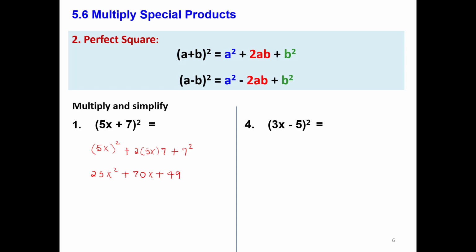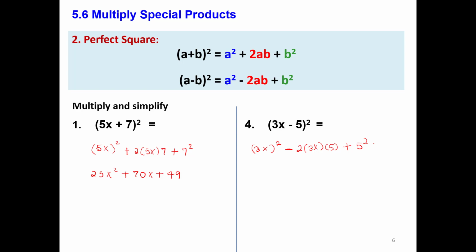Then we had a perfect square with the negative sign in between. Now we can apply this rule. Here the first term is 3x. The second term is 5. Then we need to square the first one, minus, because we have a negative sign here, twice the first term times the second, plus the square of the second term.